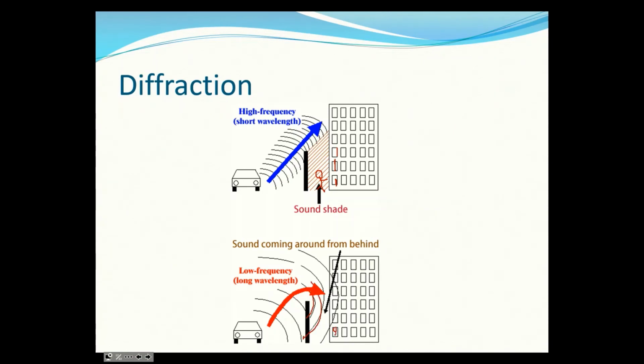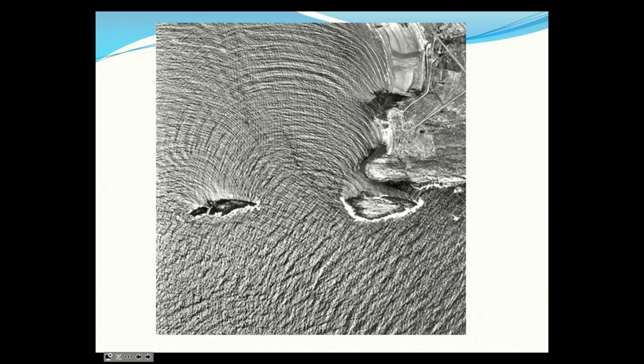So if you're on the bottom floor here, you'd still be able to hear that really low sounding horn compared to the high sounding horn. So that's diffraction. And then here's an image of diffraction that's really cool. These are water waves, and the current is sort of traveling this way. And you can see this beautiful diffraction pattern as it goes through the opening.